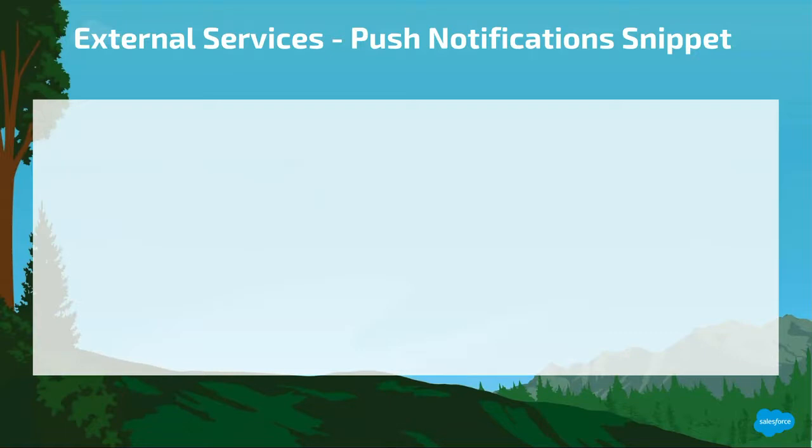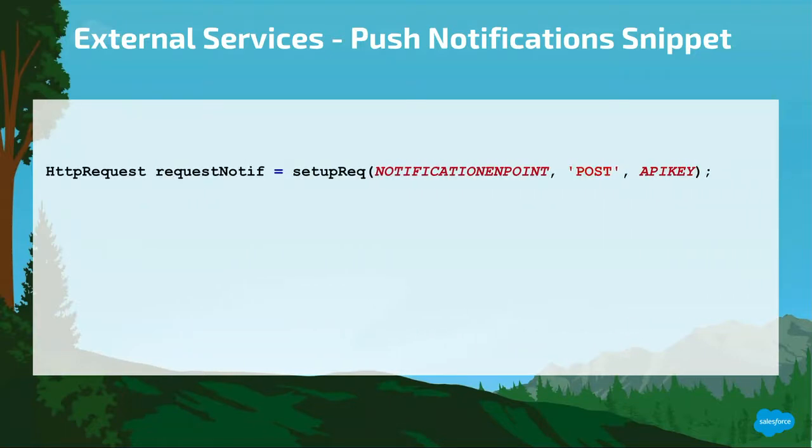Well, in this case, to send a push notification to OneSignal, we create a post request with the OneSignal API endpoint plus our API key.